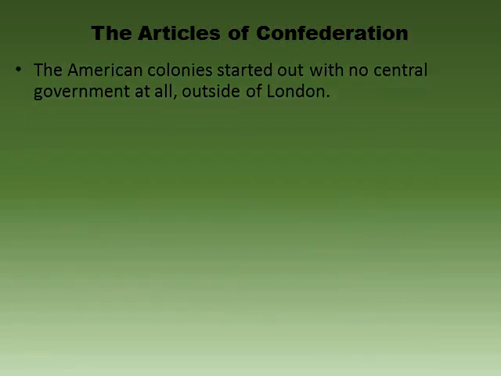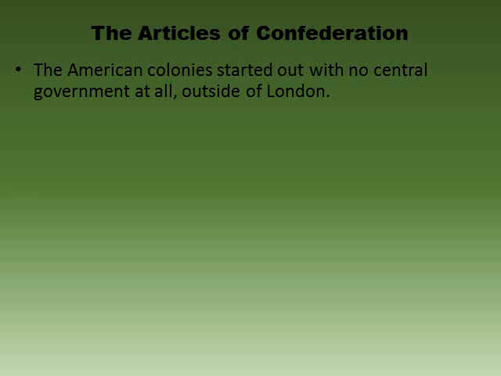Most people don't realize, I think, that the Constitution that we have today was not the first form of government that the United States of America actually had. Before that, we had something called the Articles of Confederation. Remember that the American colonies started out with no central government at all besides London. So all of them were ruled from London, but within the Americas, there was no headquarters for the American colonies. Each one was its own separate entity. So Georgia just took care of Georgia's problems, and Massachusetts took care of Massachusetts' problems, and nobody really talked to each other even.